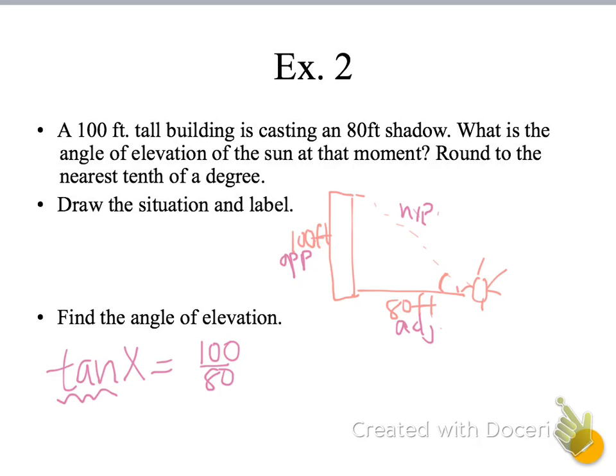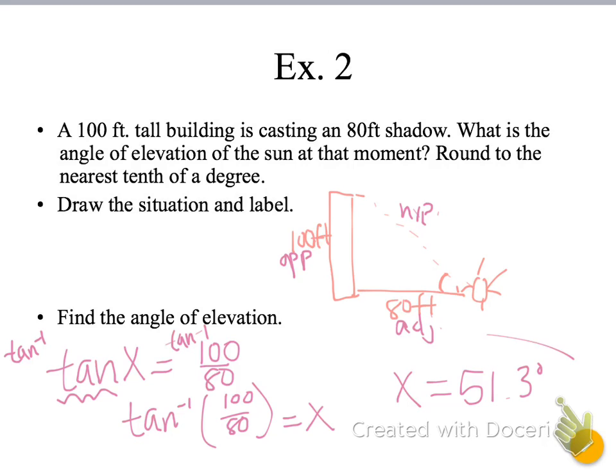To get x completely by itself, we have to get rid of this tangent, so we're going to use the inverse tan button. If we take the inverse tan of both sides, it's going to look like this on your calculator: tan to the negative 1 of 100 over 80. That will equal my x. Once I plug that into my calculator, x will equal 51.3 degrees. So that degree measure here is 51.3 degrees.